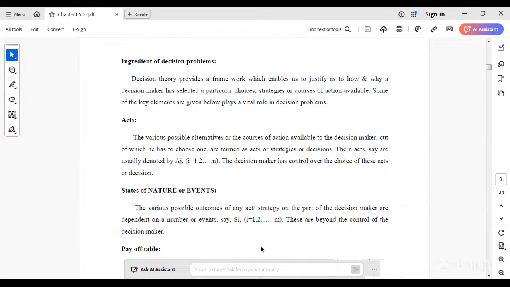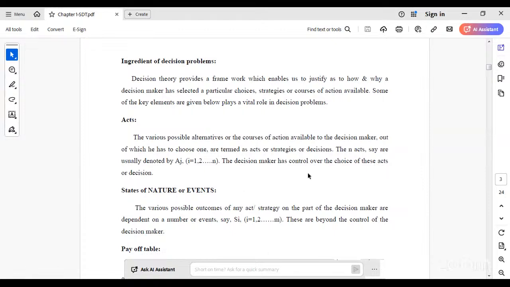They are here: act. The various possible alternatives or courses of action available to the decision maker, out of which he has to choose one, are termed as the acts or strategies or decisions. The n acts are usually denoted by A_i, i equals 1, 2, and so on to n. The decision maker has control over the choice of these acts or decisions.